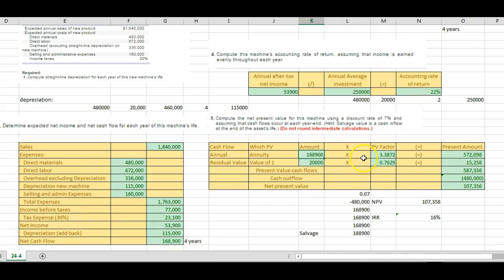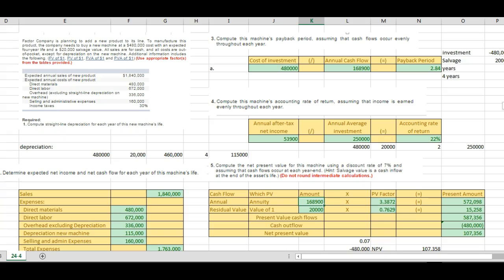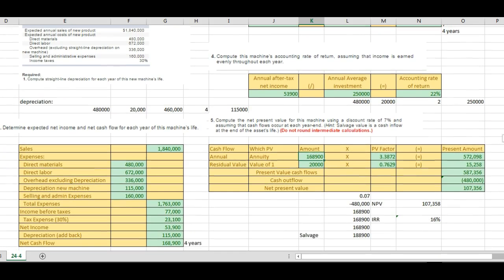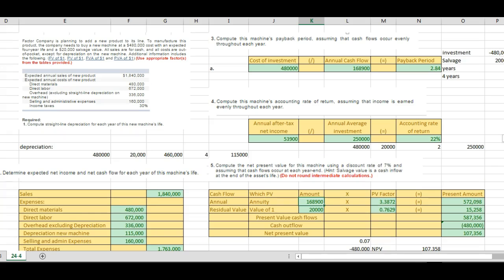Oh, it must be for 4 years at, what is its rate? Oh, come on. Somewhere there's a rate. Somewhere there has to be a rate. Oh, 7%. Okay, I thought I was missing things.